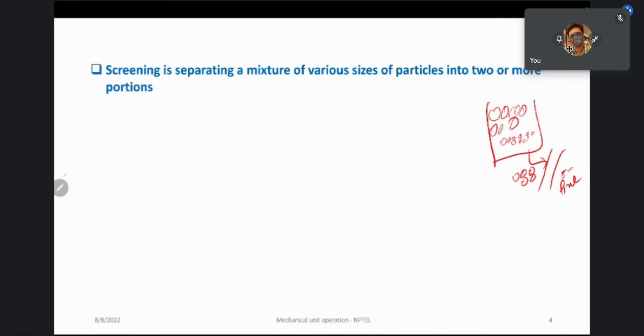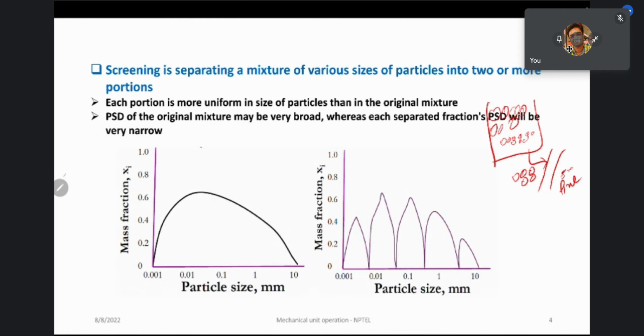So if we talk about the different graphs, you can see in this how the screening actually looks. Before screening, the particle size distribution is very broad in nature, and most of the time it is not that uniform. When we do the screening, it includes each size of the particle.